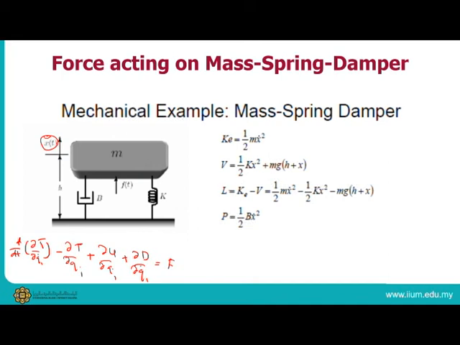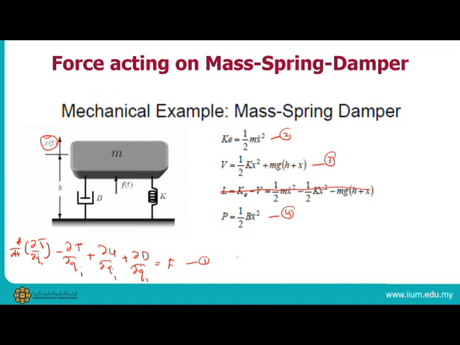Okay, this is another method because you calculate the kinetic minus potential energy. This one is okay. This one is basically the damper. What you need to do? You just insert this one. This one is the first equation. This one is the second equation, third equation, and fourth equation, right?